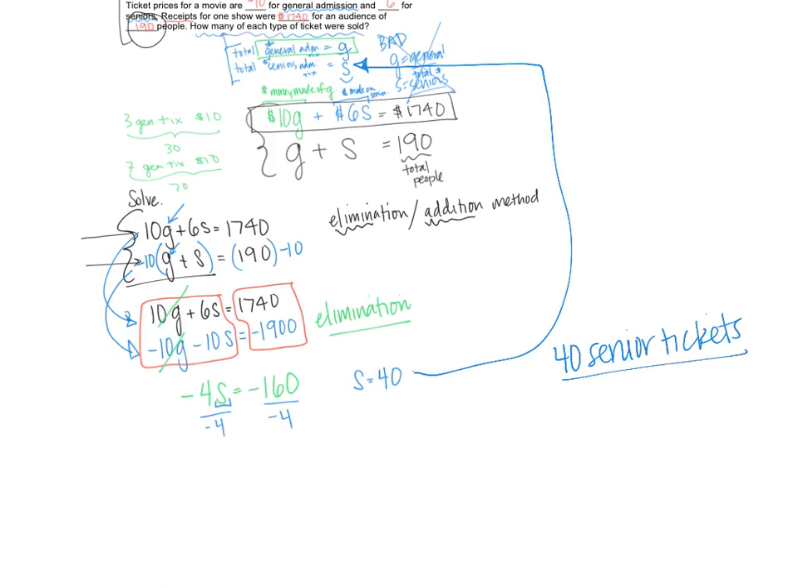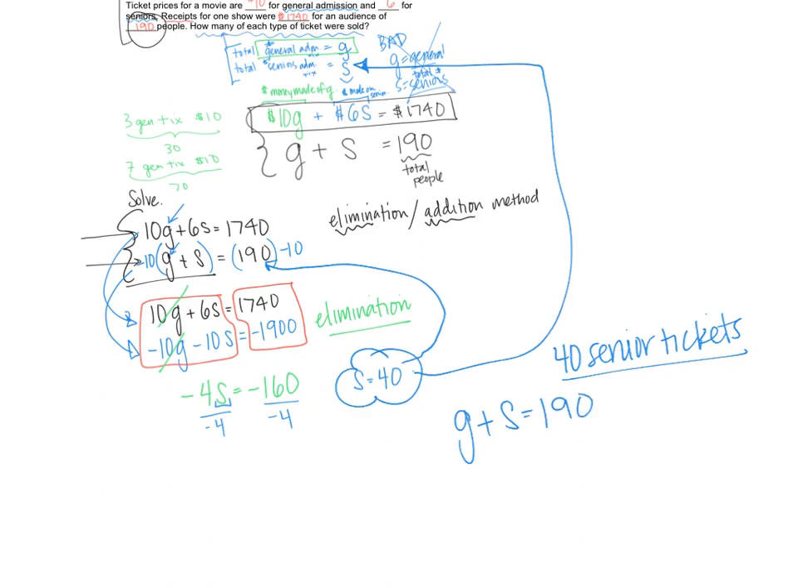So now if I want to find out the number of general admission tickets, I can just take this 40 and plug it back into any of the equations that I started with. I'm thinking that that second equation was pretty nice. So that's G plus S equals 190.